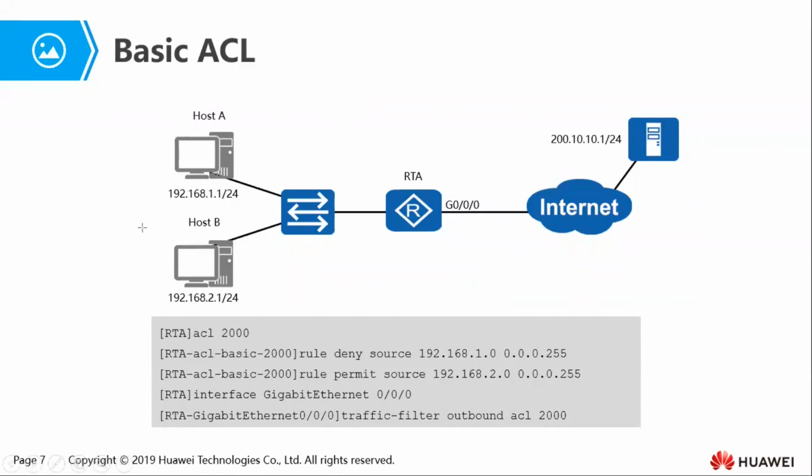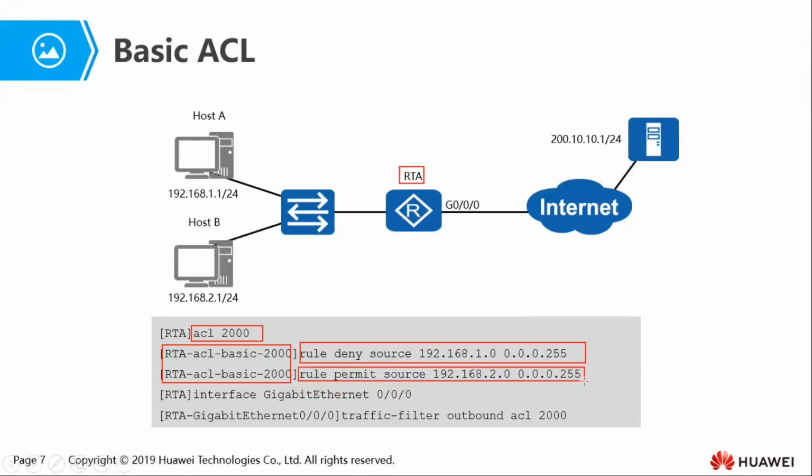Okay, so basic ACL, how do we configure it? So in RTA, we want to configure an ACL. So we create a basic ACL using that value range. So this one, you're calling it 2000. We'll get into that particular ACL view, ACL 2000. Then we can specify rules. So rule deny source, then rule permit source.